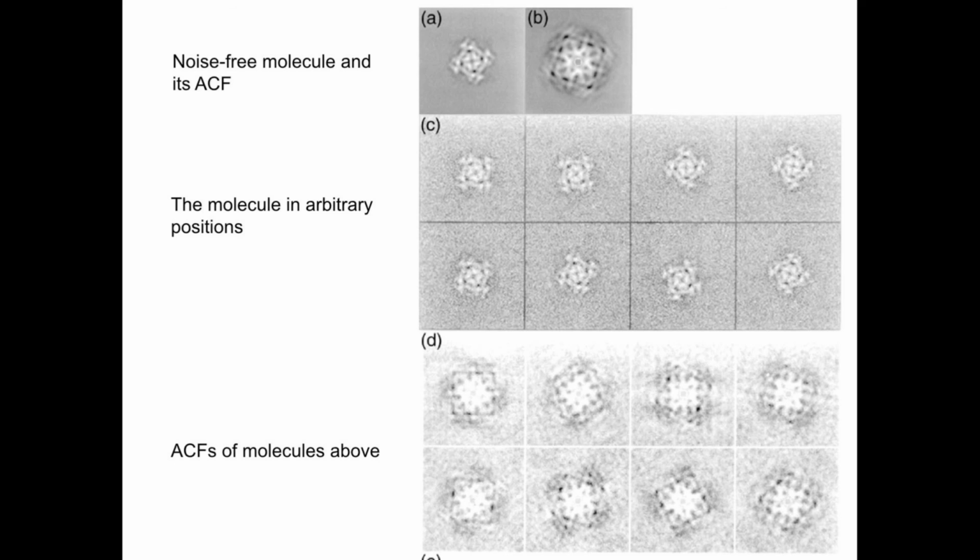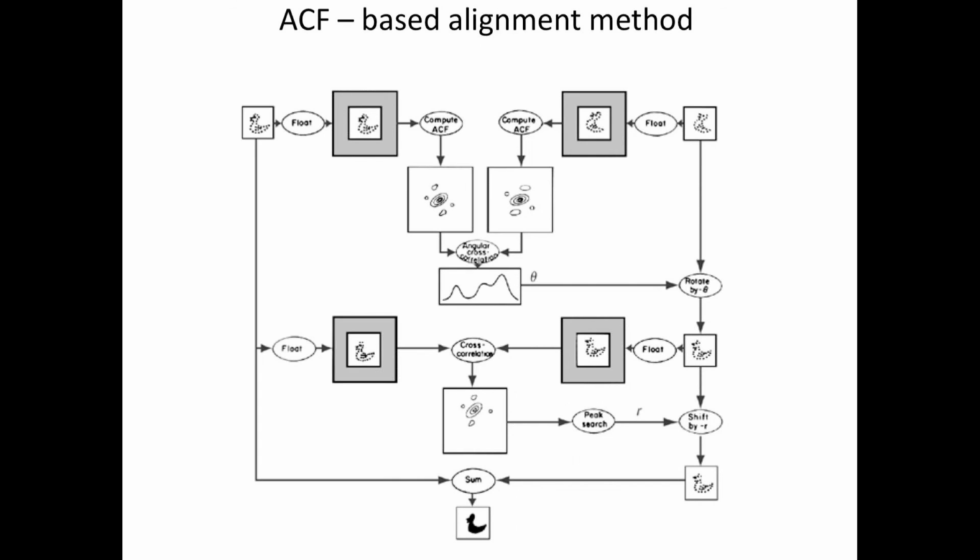Okay, here is an example. Here's a molecule, here's the autocorrelation function. Here we have the molecule in arbitrary positions, and here are the autocorrelation functions of these. Always centered, and you see the same function essentially in different orientations. So that is expressed in this scheme. There's an autocorrelation function based alignment method.